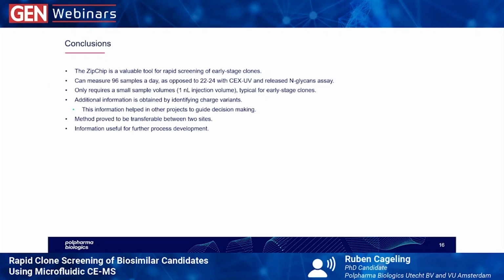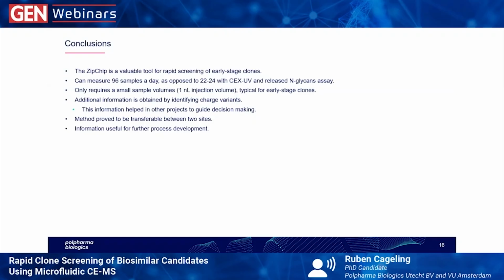The ZipChip only requires small sample volumes, and you can even retrieve it. This is also very helpful for these early stage clones, which don't have a lot of volume to begin with. It also helps us get additional information based on the identification of the charge variants, and we can use this information to guide decision making.